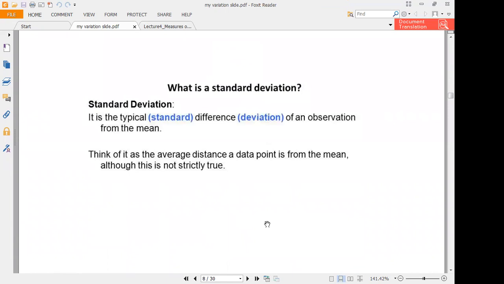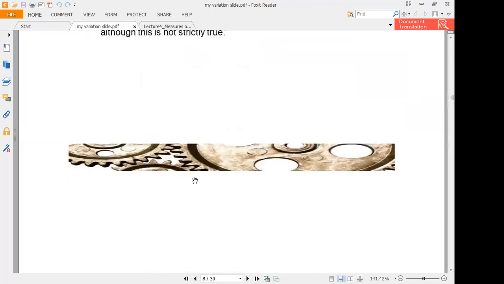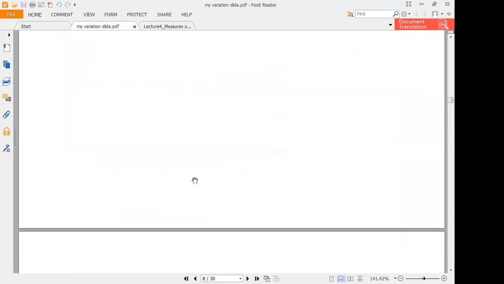But let's see, what is standard deviation itself? Like I said earlier, standard deviation is just a typical level of variance, and it is very easy to calculate. Just find the square root of your variance and you get your standard deviation.